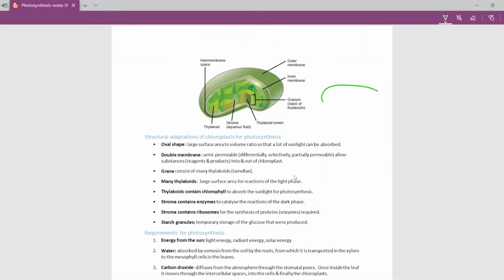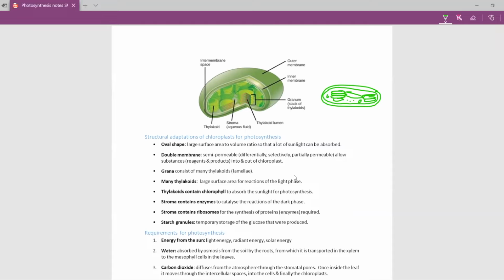If you're drawing this: the double unit membrane, the outer and the inner. That's one granum, that's a grana, that's an intergranum. The fluid inside is the stroma, and then you have your starch granules. The chloroplast is oval shaped, so a lot of sunlight can enter the chloroplast, so a lot of glucose can be made.